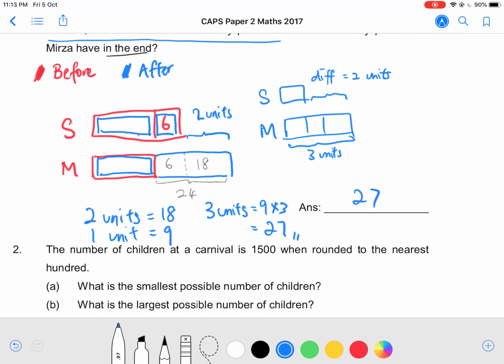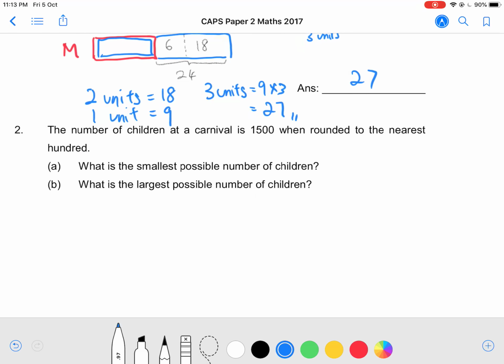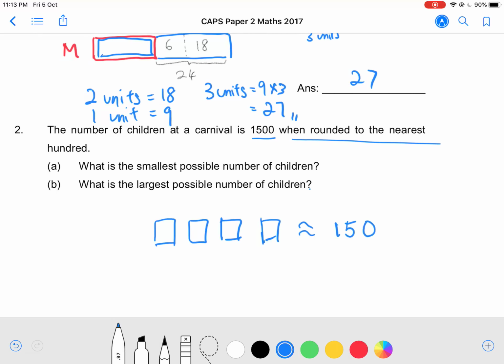Okay, question number 2. You have a number that is 1005 when rounded off to the nearest 100. So what they are trying to say is there is actually an original number, and this original number when rounded off gives you 1005. Of course, you are rounding off to hundreds. And they are asking what is the smallest possible number.